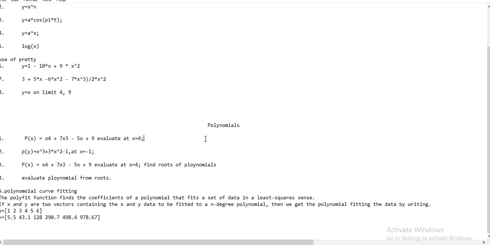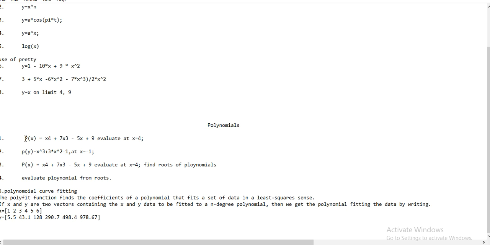And the last topic we will discuss is polynomial curve fitting. This will be the last topic for this series. After that we will start signal processing. We will solve some signal processing problems using MATLAB. So we will continue after this series. The signal processing series will be started by me. So let's move to the first problem, and let's see.